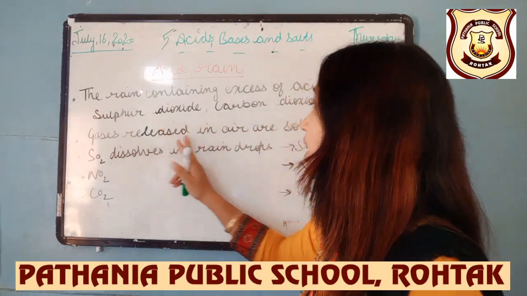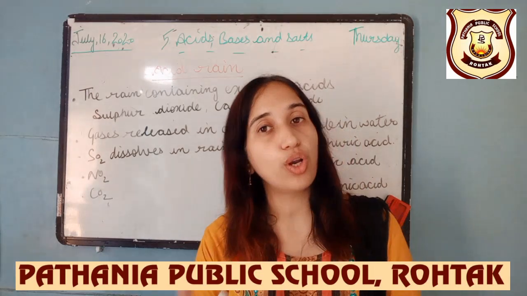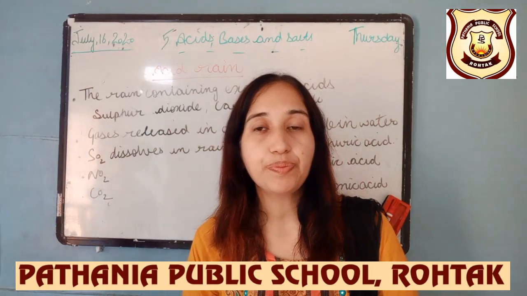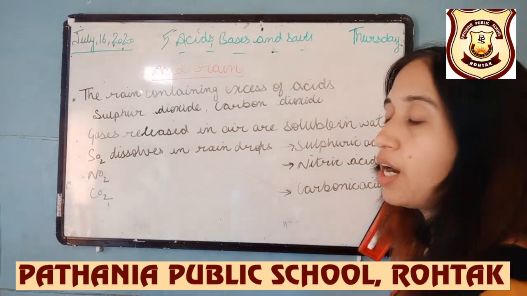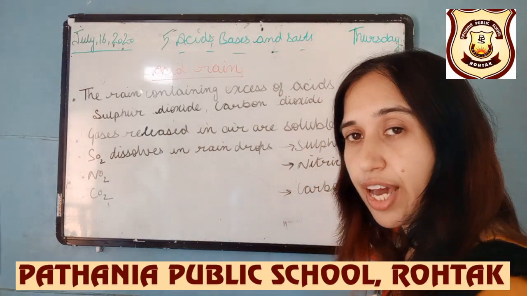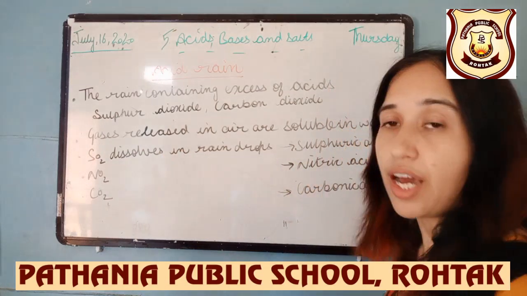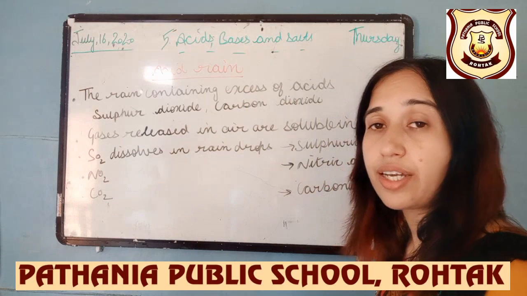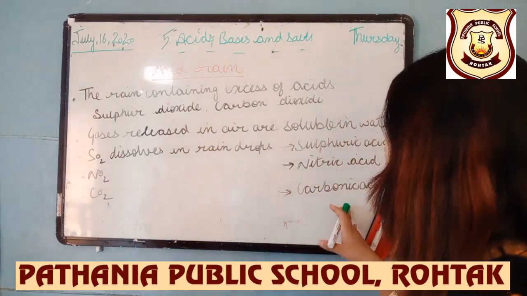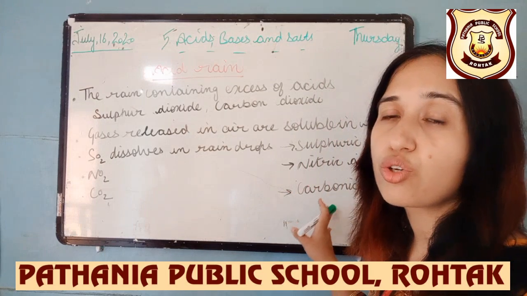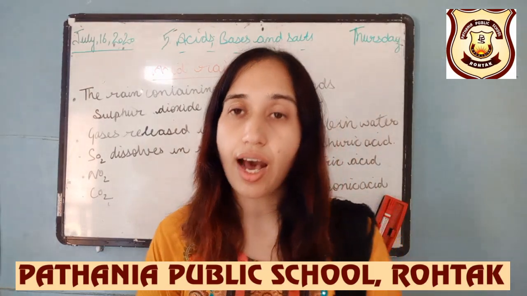Gases released in air are soluble in water. That's why they come with the rain. Sulfur dioxide, when it dissolves in rain droplets, becomes sulfuric acid, and you know that sulfuric acid is very harmful. Nitrogen oxide, when dissolved in rainwater, gives nitric acid, which is also very harmful. When carbon dioxide dissolves in raindrops, it gives carbonic acid, which is also very harmful. So these are the compounds or pollutants we get in acid rain.